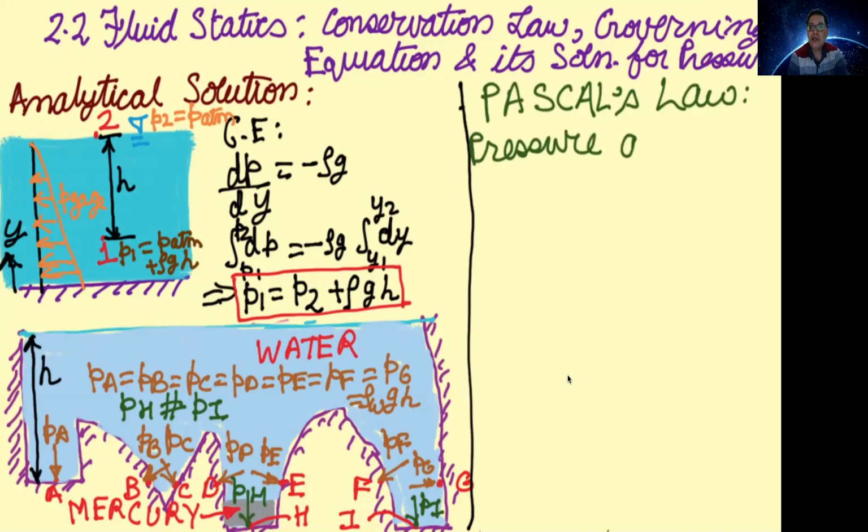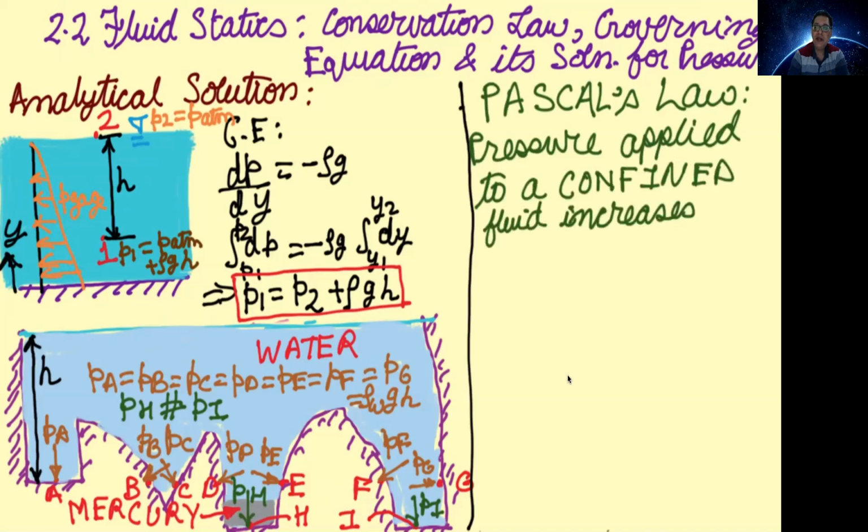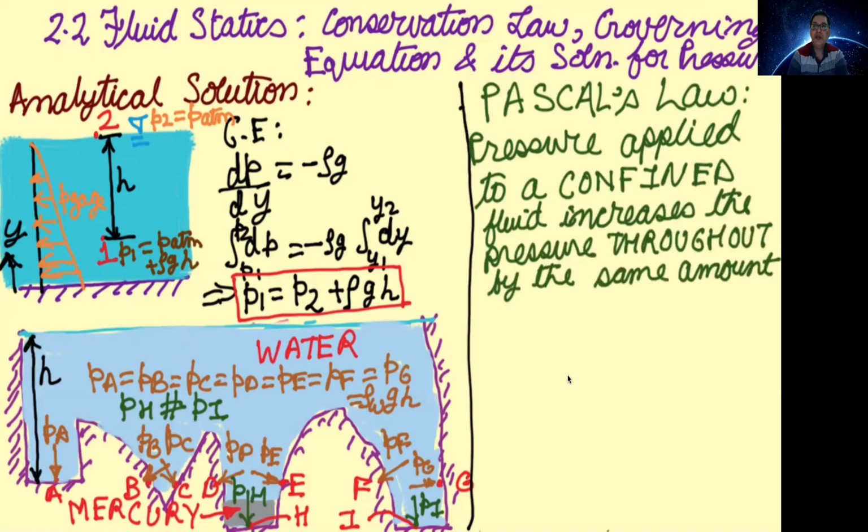This is considered Pascal's law, which states that pressure applied on a confined fluid increases the pressure throughout the fluid by the same amount. So this is another characteristic of pressure, which is represented by a law called Pascal's law. If you consider a fluid in a closed region, and you apply a certain pressure in some region, then throughout the complete fluid, the pressure you are applying leads to an increase.